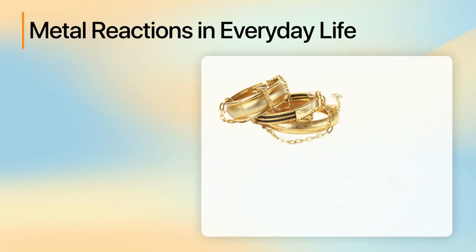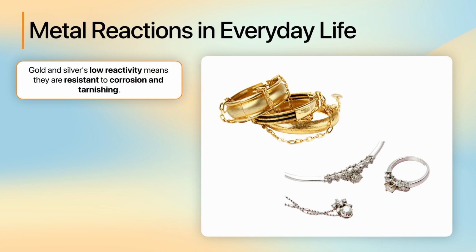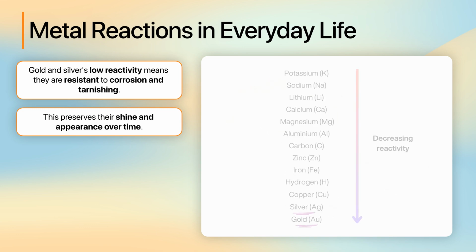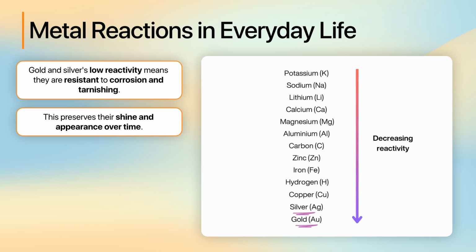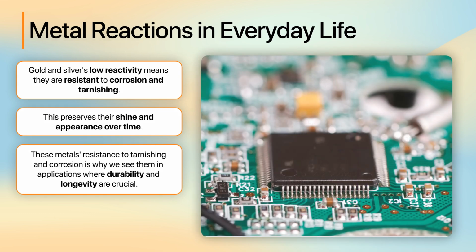Metals like gold and silver are less reactive, which makes them ideal for use in jewelry. Their low reactivity means they are resistant to corrosion and tarnishing, preserving their shine and appearance over time. This property is due to their low position in the reactivity series. Gold, for example, does not react with oxygen or water, which is why it retains its shine and does not rust or tarnish. These metals' resistance to tarnishing and corrosion is why we often see them in applications where durability and longevity are crucial, such as in electronics and jewelry.